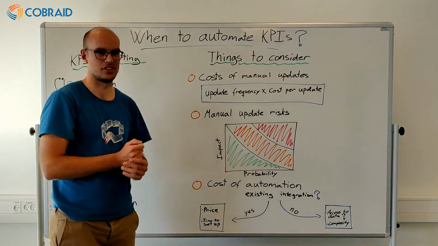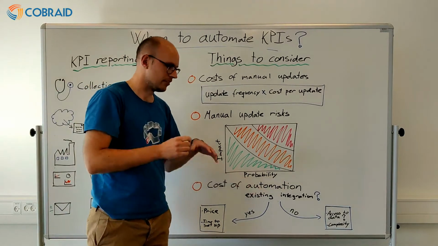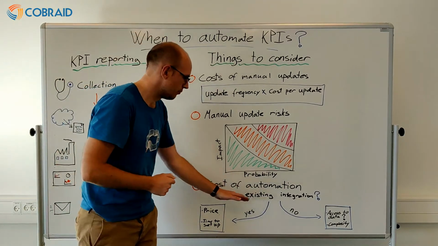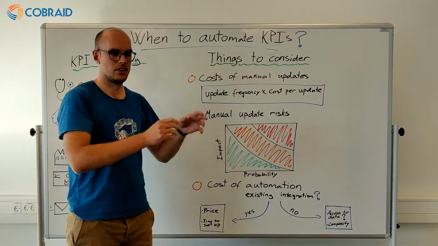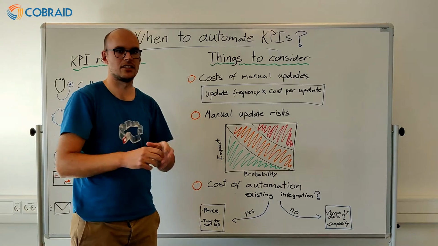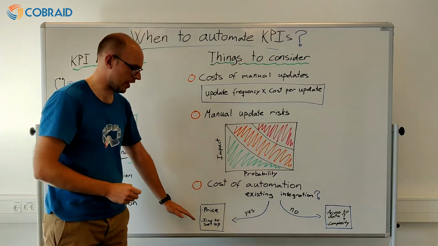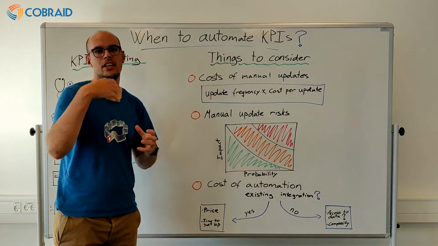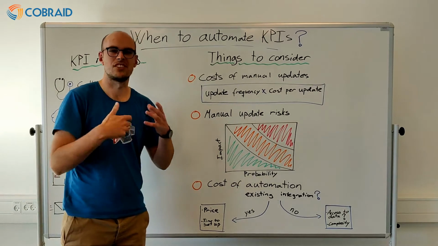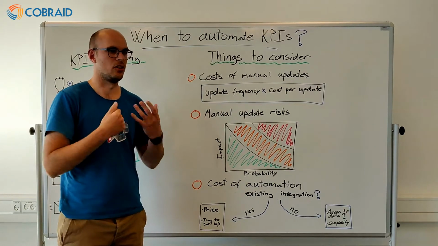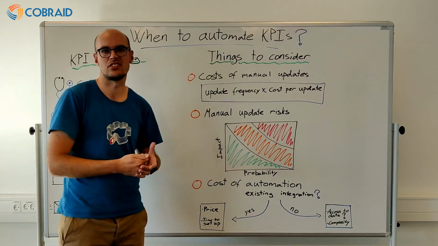The last thing we need to consider is what is the cost of automation? And that will be divided into 2 categories. One category is if we have an existing integration from the place we collect the data to the place we visualize the data. So that might have a price, and usually there's a price when you want to connect one system to another system. We might also need to spend some time setting this up, and that should be considered a part of the automation costs.